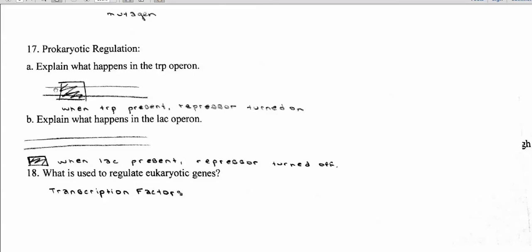The reason why, this gene makes TRP. So if I have plenty of TRP, why would I want to make more TRP? And so that's what it's doing. It's saying, whoa, whoa, whoa, we got plenty of TRP. We don't need to make any more. Therefore, the repressor is going to be turned on. It's going to block transcription.